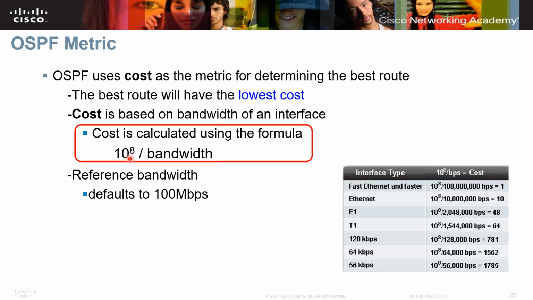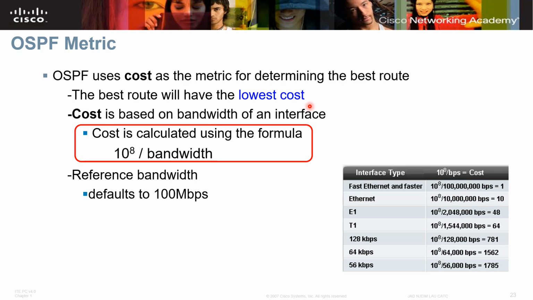Okay. For example, for Fast Ethernet, the bandwidth is 100 megabit per second, the cost will be 1. For Ethernet, the bandwidth is 10 megabit per second, so when we divide 10 to the power 8 by the bandwidth, I will find the cost 10, and so on. So from the bandwidth of a specific link, I can calculate the cost. Then after calculating the cost, I will select the best path with the lowest cost.